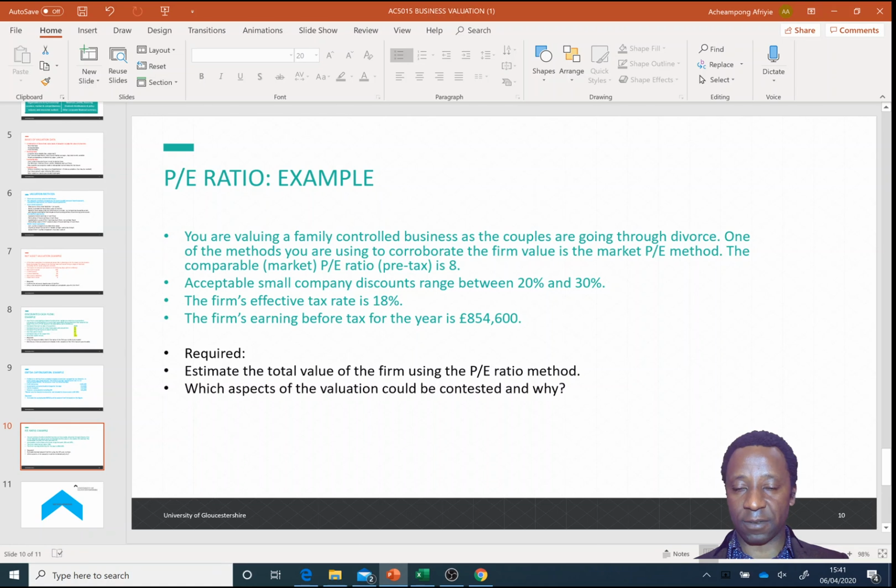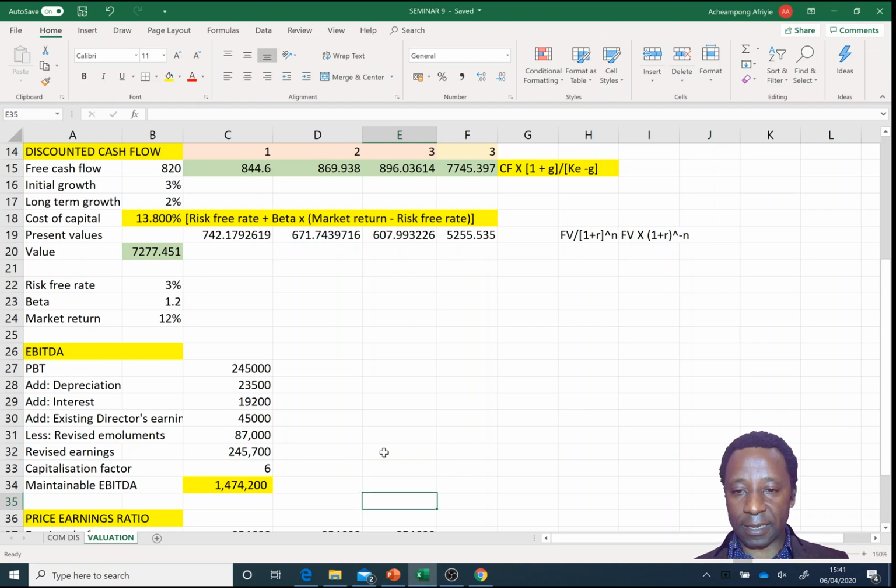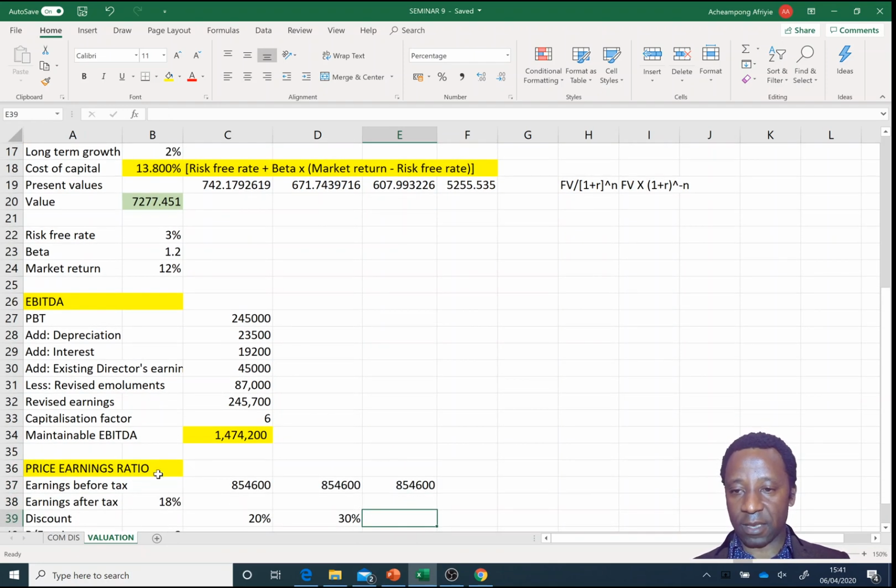The tax rate for this firm is 18%, let's assume, and the profit before tax is 8,546,000. So let's just go there and see. Right, so this is how we'll set ourselves up. We have the earnings before tax, 8,546,000. You may be wondering, why have I got 3 columns here?